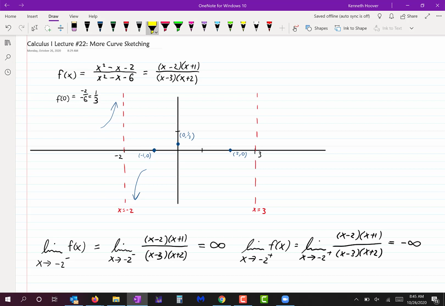Okay, now let's do the same thing for this asymptote here when x is 3. So to save time and space, I'll just change these two -2's to the number 3.